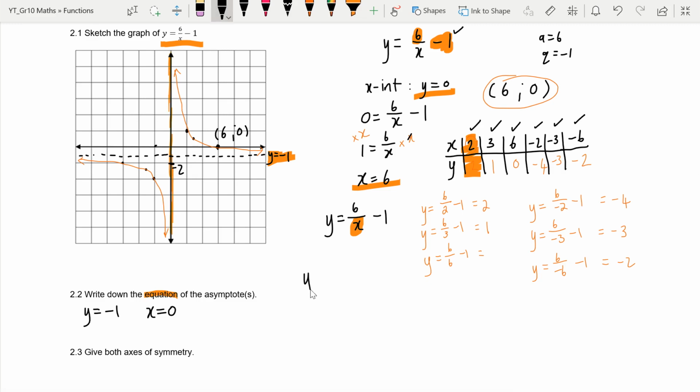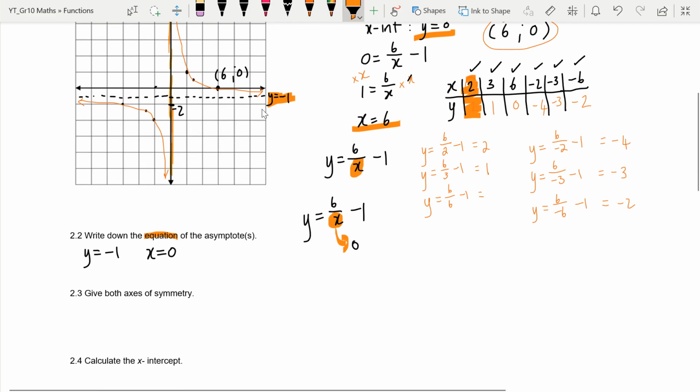Why? If we look at this, x can't be 0 because if it is, the denominator in a fraction is equal to 0, which will make it undefined. Then the graph won't exist. This is where your fraction knowledge comes in. So that is why that is our asymptote. Let's look at the next question.